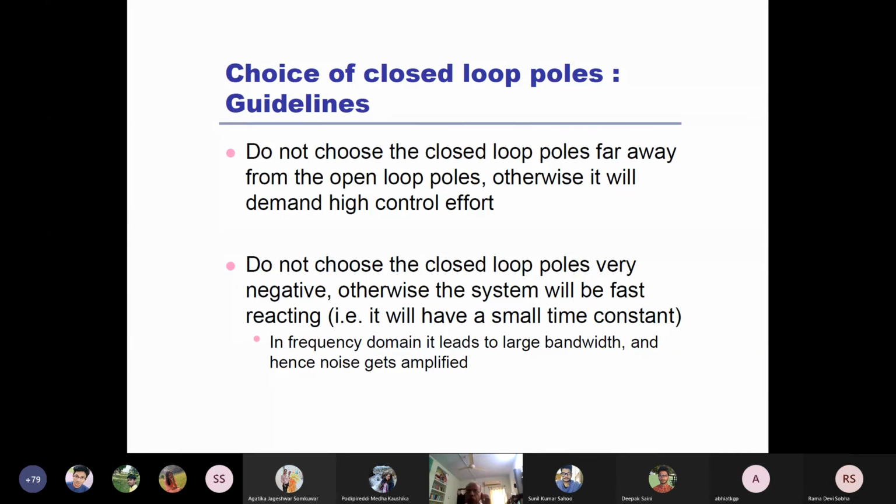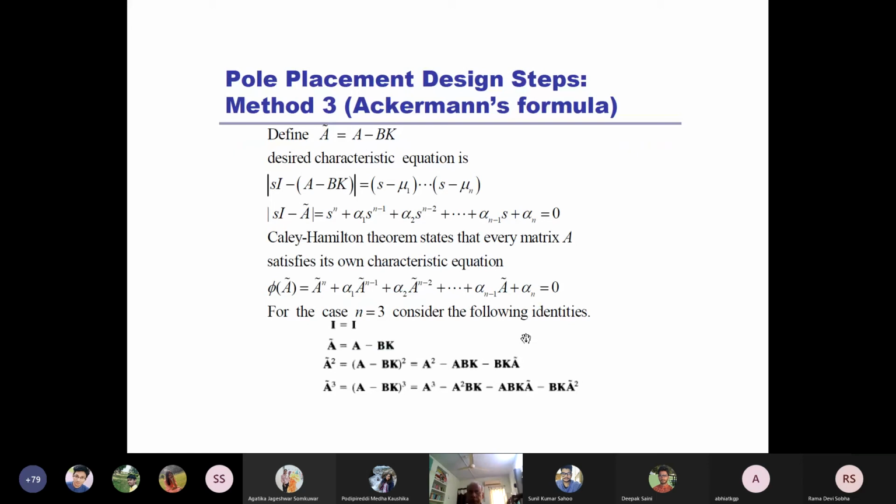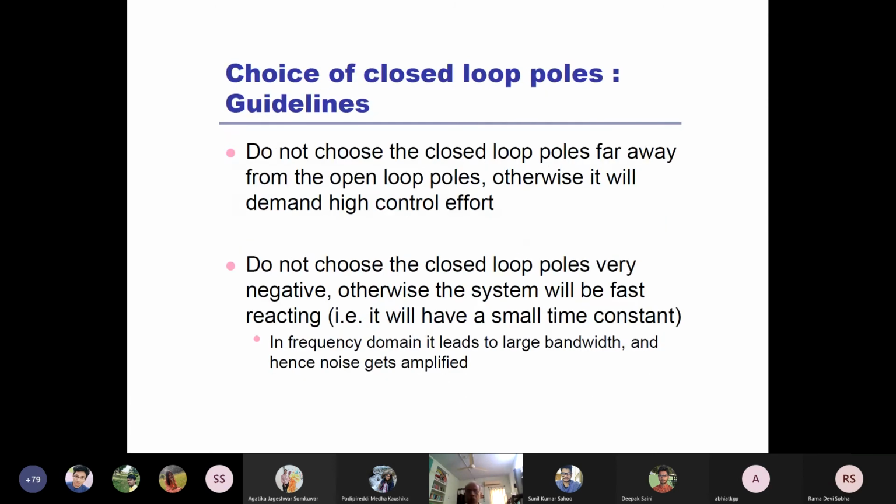The next thing is how to choose the closed loop poles. So here in this case, you have seen that we have to specify mu1 to mu_n. So how to choose these closed loop poles? The guideline is do not choose the closed loop poles far away from the open loop poles. Otherwise, it will demand high control effort. This is one thing.